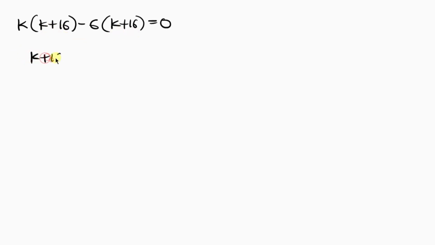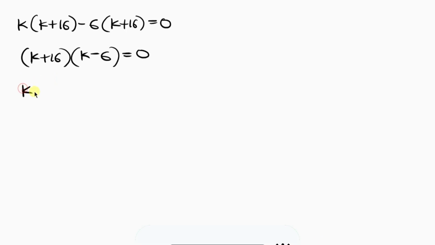K plus 16 is common. And now we have k remaining here, minus 6 remaining here, equal to 0. So we have been able to factorize the quadratic equation. So we have two cases. We have k plus 16 equal to 0, or for the other case, we have k minus 6 equal to 0.